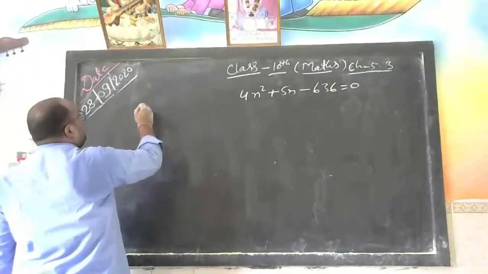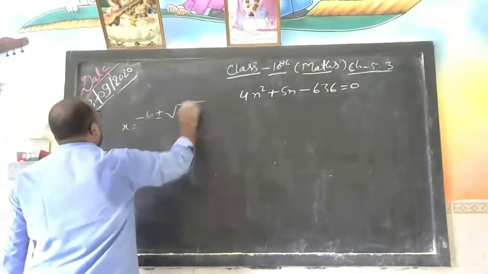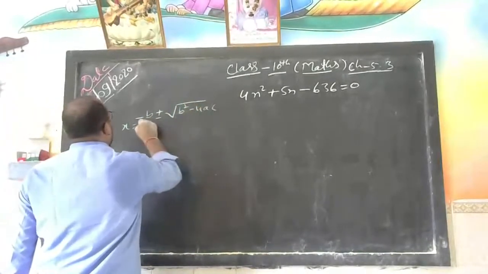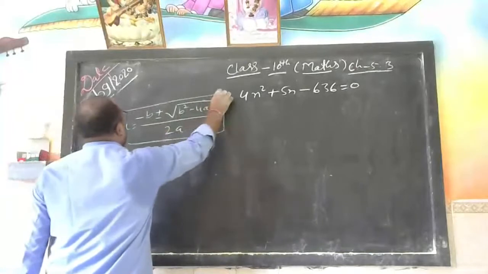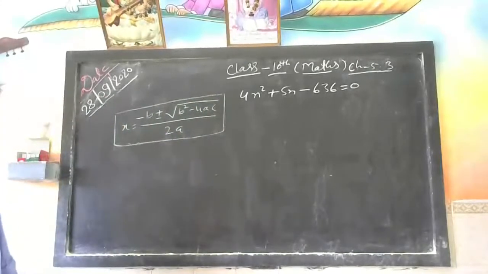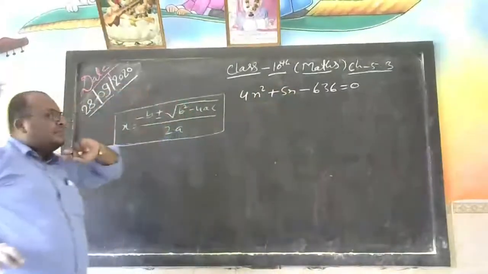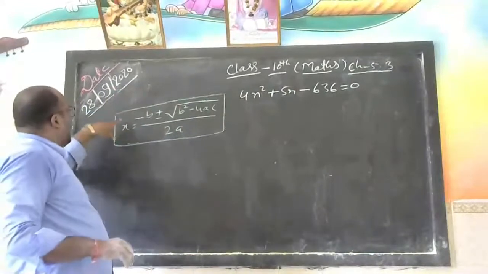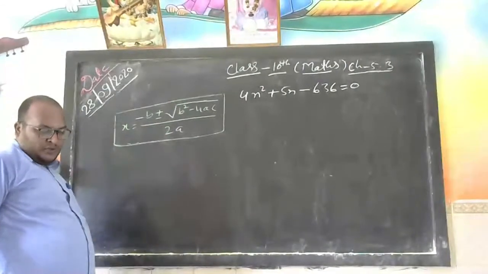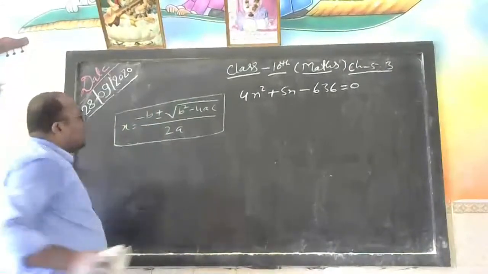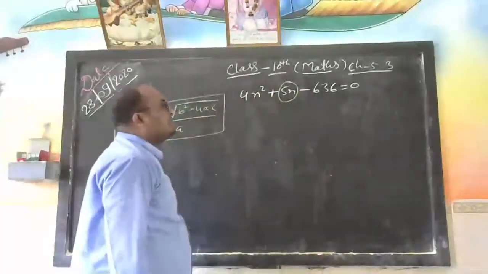So you have two choices. One is the quadratic formula, that is x equals minus b plus minus under root b square minus 4ac upon 2a. This is easier than breaking the middle term. If you can break the middle term, then you can use the simple method of breaking the middle term. Or if you are unable to break the middle term, then you can use this formula. It depends on your choice. Now I am using the method of breaking the middle term.